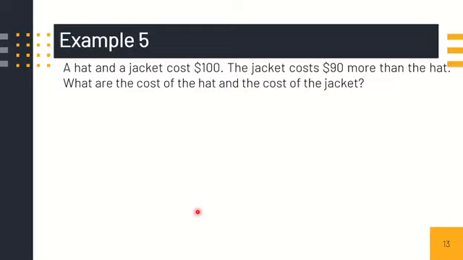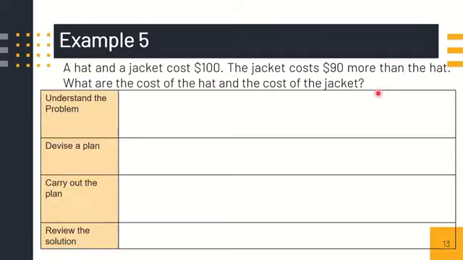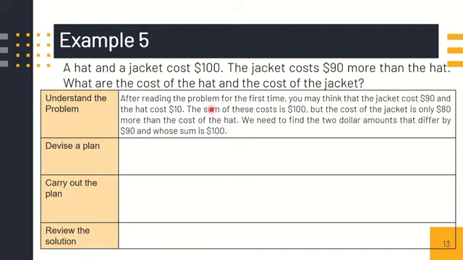Example number 5. A hat and a jacket cost $100. The jacket costs $90 more than the hat. What are the cost of the hat and the cost of the jacket? Understand the problem. So after reading the problem for the first time, you may think that the jacket costs $90.